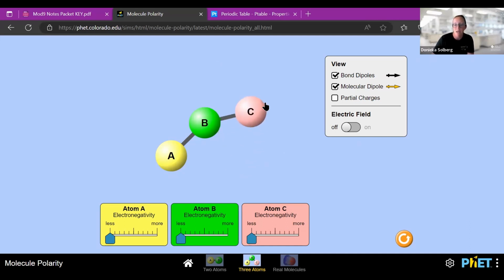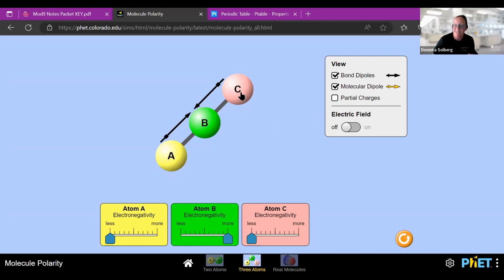Now, let's make it linear, but let's make B way more electronegative. Okay, so you'll notice now I have bond dipoles pointing in toward the middle. Since A and C are the same, these are the exact same size and in the exact opposite direction, so they will cancel out. I have no partial charges because of the way that they go, and there is no molecule dipole at all.